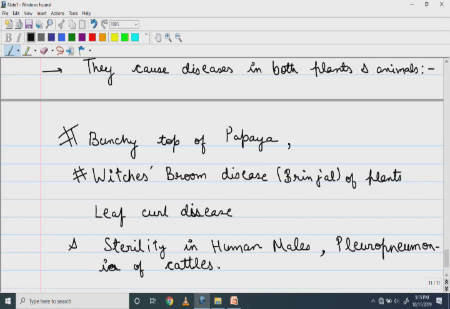These are the diseases caused by mycoplasma. In NCERT it is given very little, so I have expanded and included all the questions that have been asked in previous year examinations. This will help you out regarding that.